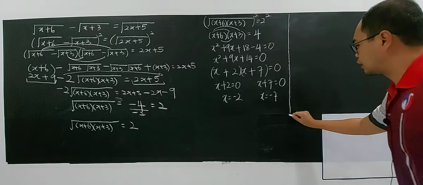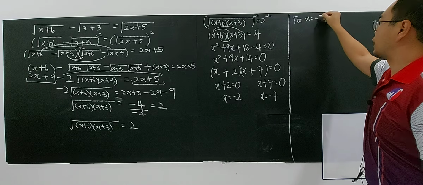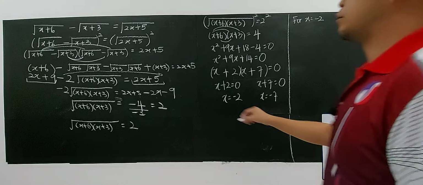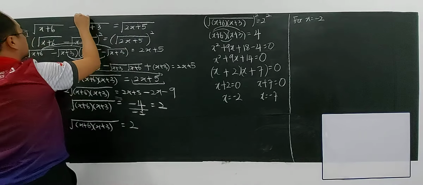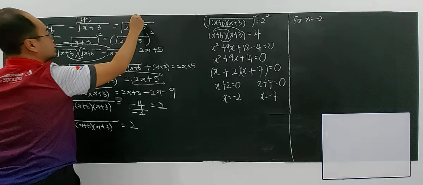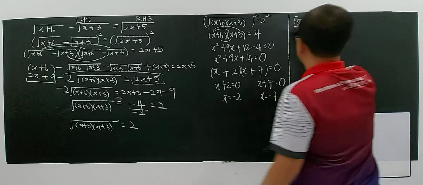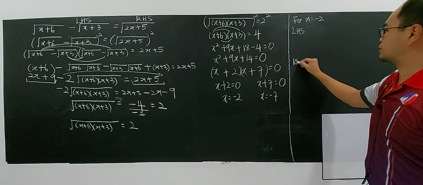Okay, let's look at how I check. For x equals negative 2, can negative 2 be accepted or not? Boleh diterima tak? So we use this. This one is your left hand side. This will be your right hand side. So I must do that, the left hand side and the right hand side.